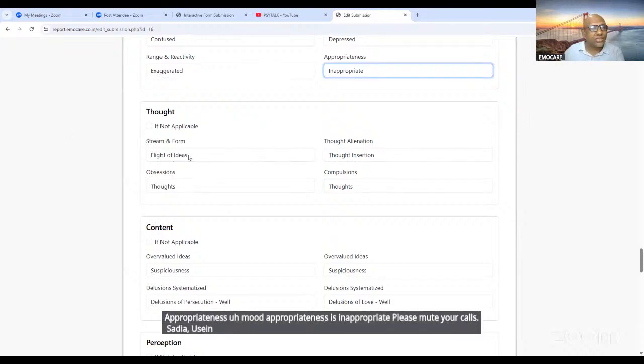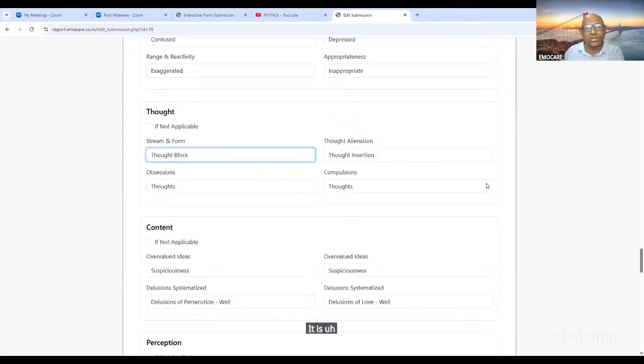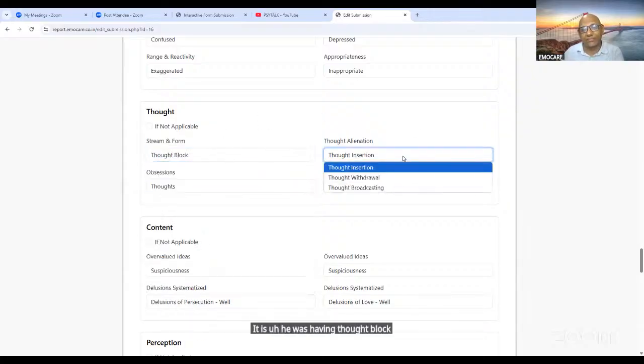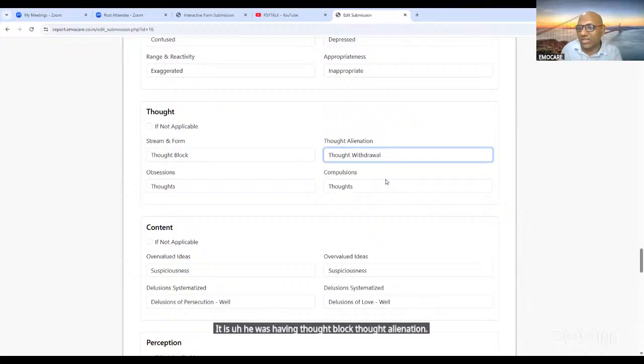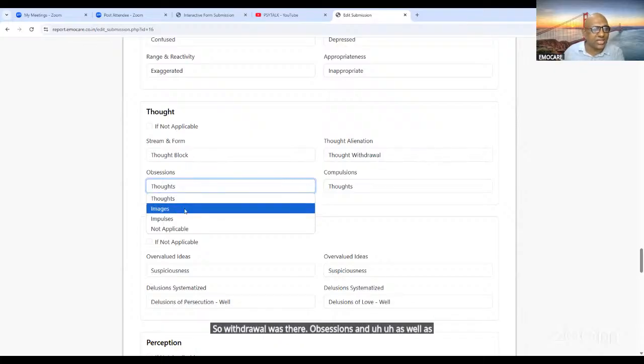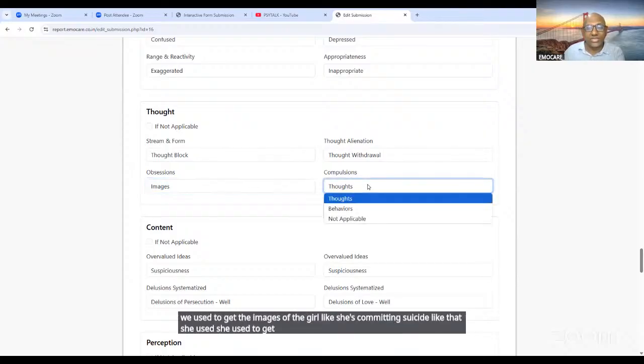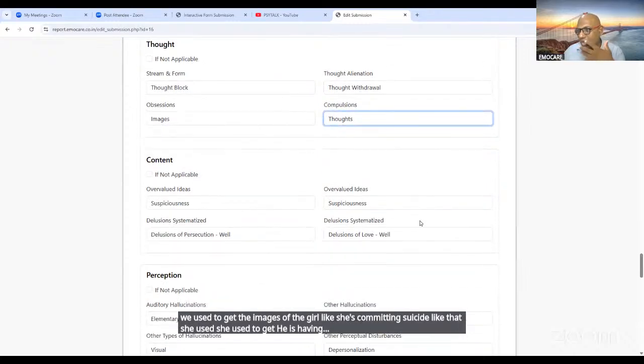Thought, stream and form. He was having thought block, thought alienation. So thought withdrawal was there. Obsessions. As far as the obsession is concerned, he used to get images of the girl committing suicide. Compulsions, he is going on thinking, okay, what will happen if she commits suicide? I will be arrested.